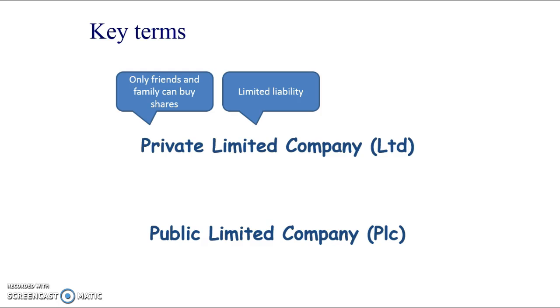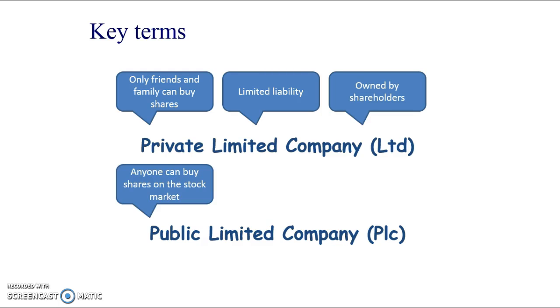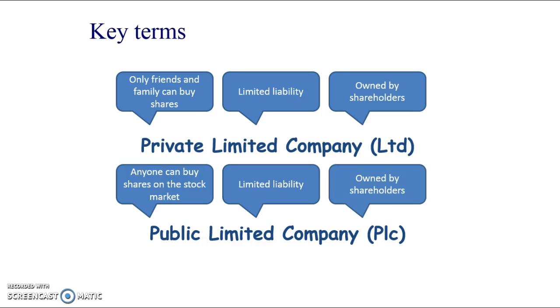We've got the word limited in there, which means that they both have limited liability, and the word company means that they're owned by shareholders. Whereas with a PLC, anybody can buy shares in this business because they're going to buy it through a stock market. Limited again means limited liability, and company means owned by shareholders. So they're very similar in a lot of ways, but it's this share ownership, how you can buy the shares, that's different.